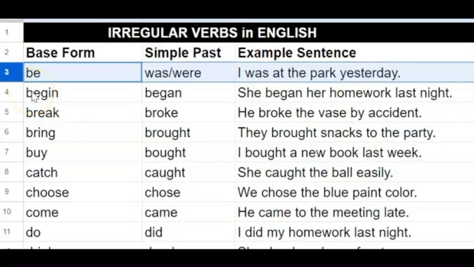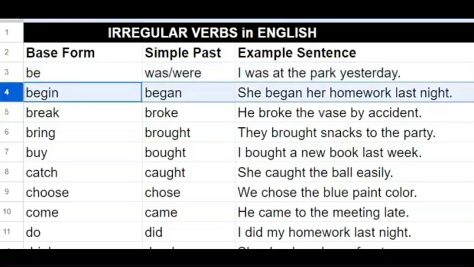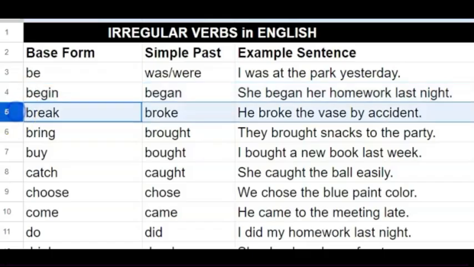This would be, was would be first person singular, third person singular, she was, he was, I was, it was, and then were would be first person plural, we were, third person plural, they were, second person, you were. Begin turns to began, break turns to broke for past tense. He broke the vase by accident.